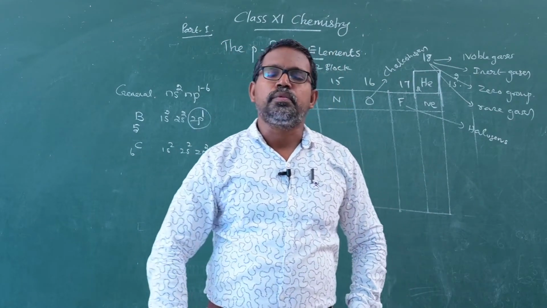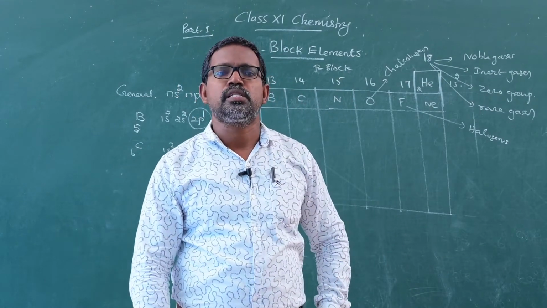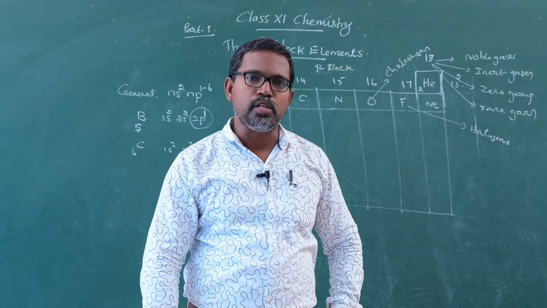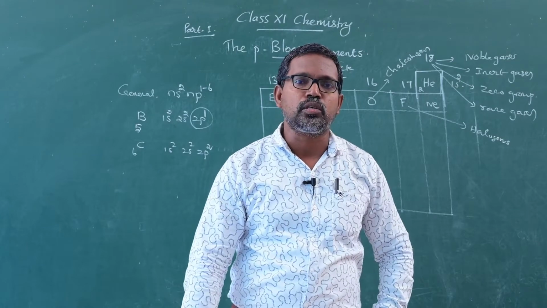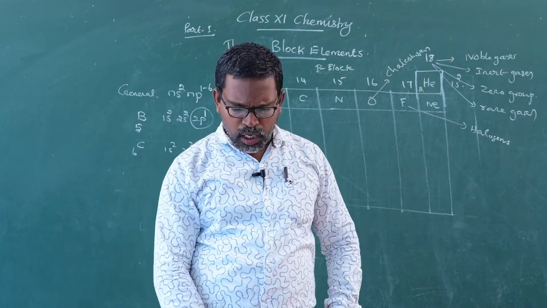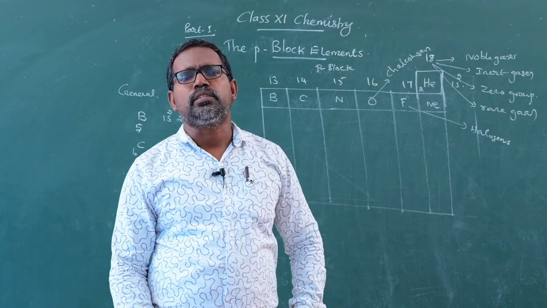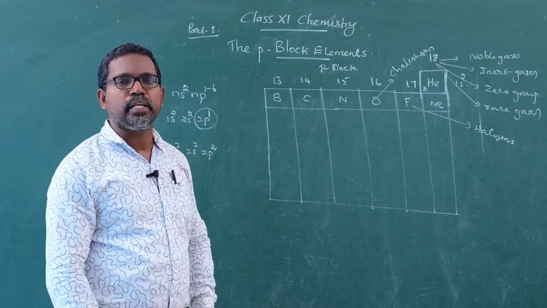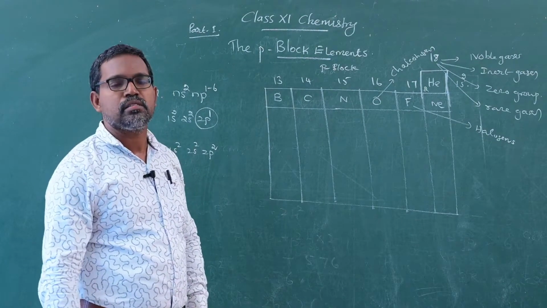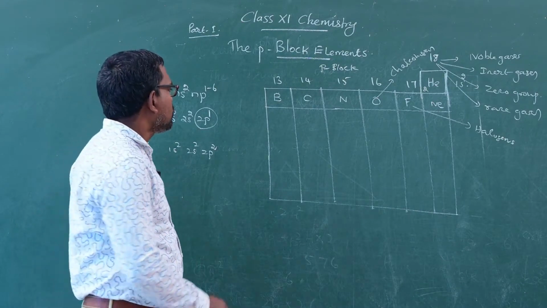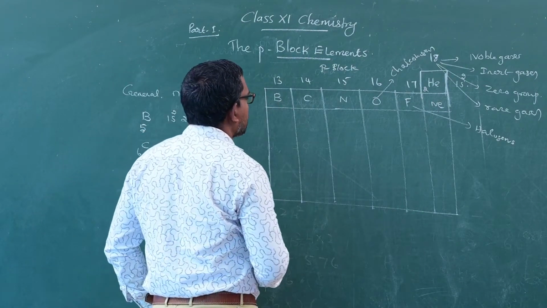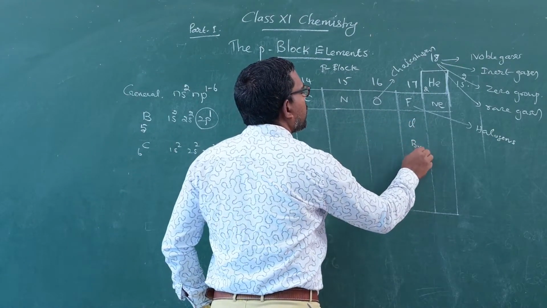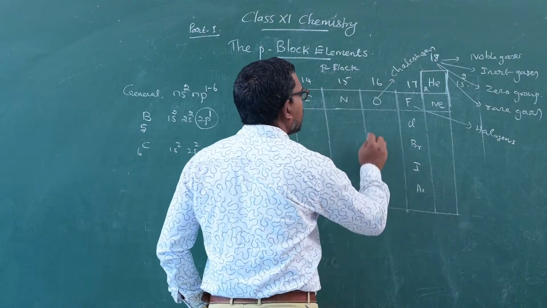The first element of each group of p block elements somewhat differs from the rest of the family members, because these elements show smaller size and high electronegativity values. Some important characteristic properties of the p block elements: they consist of metals, non-metals and semi-metals.